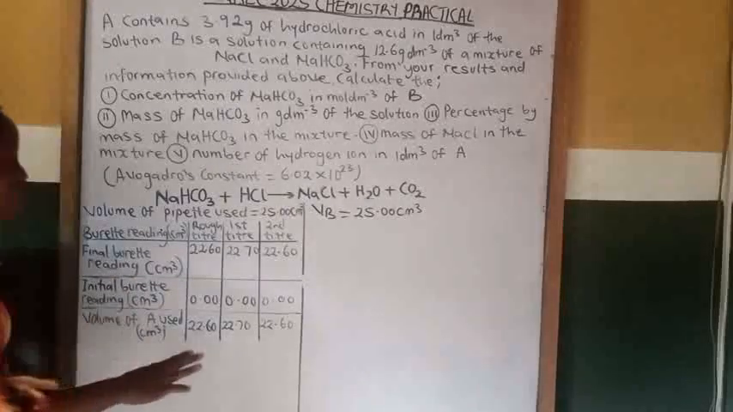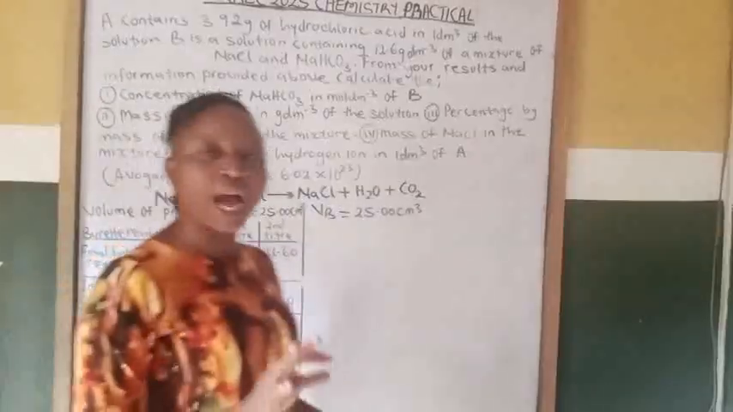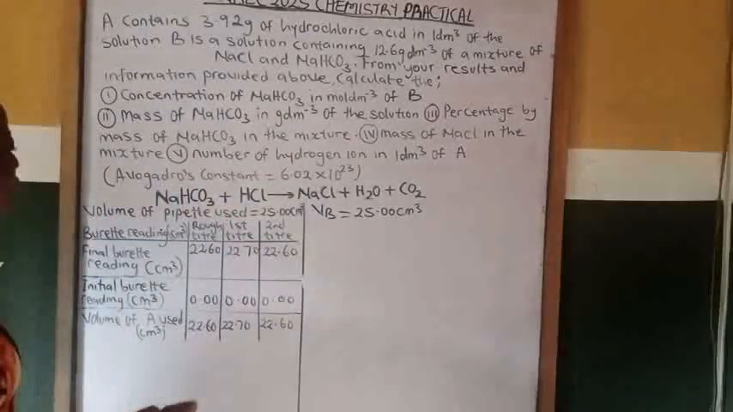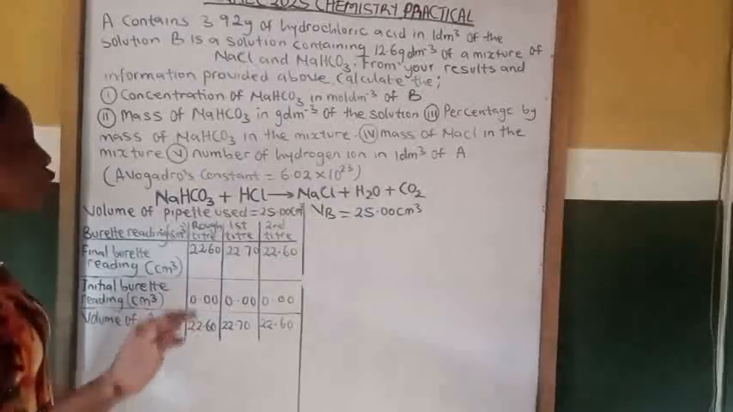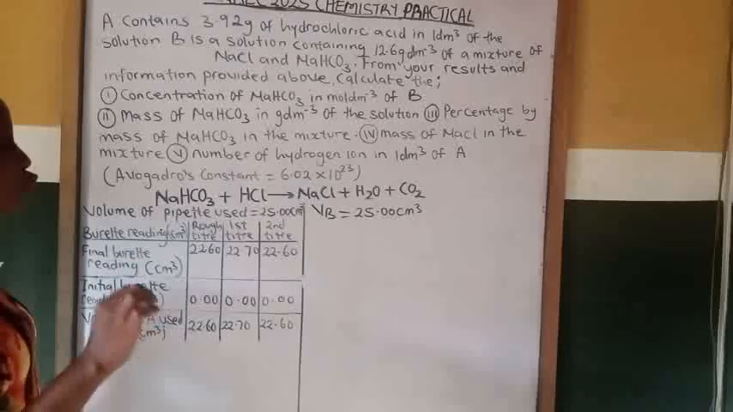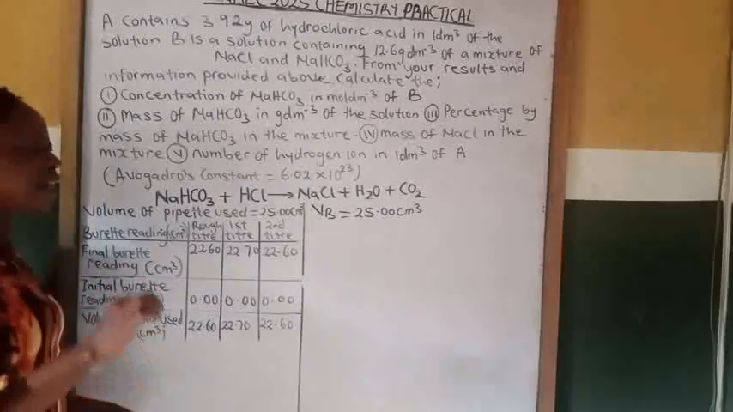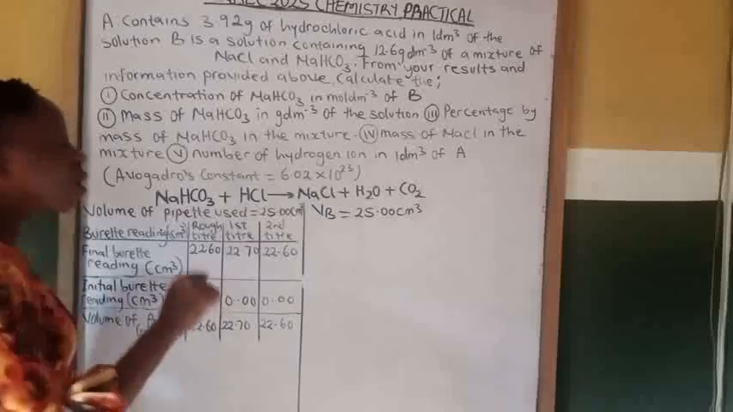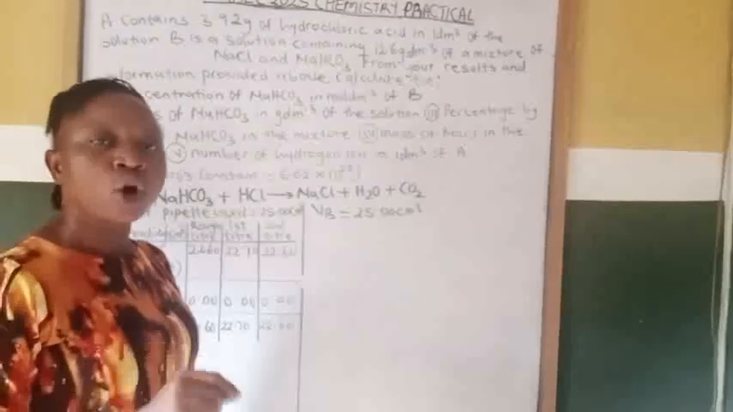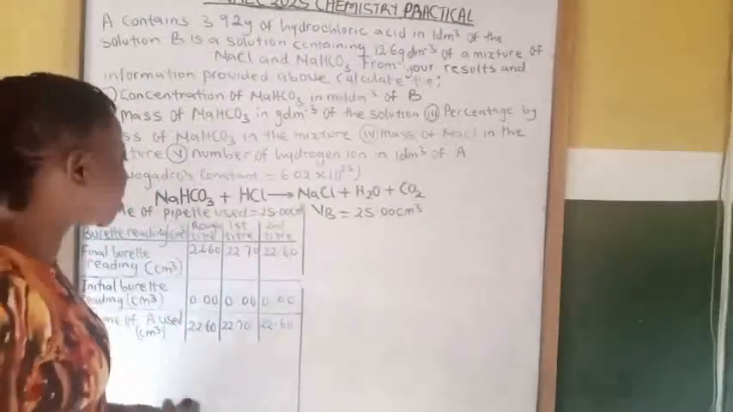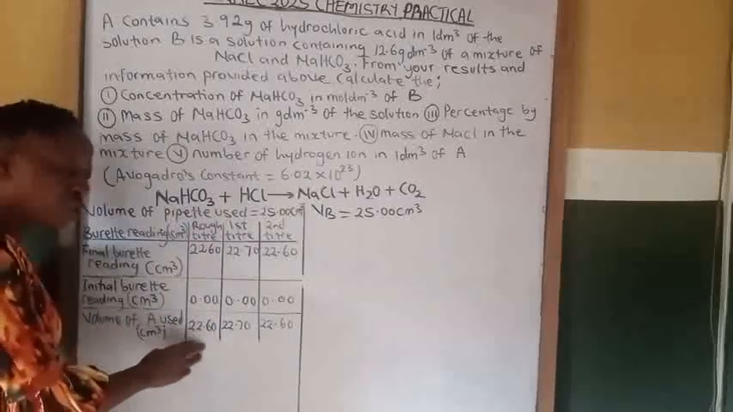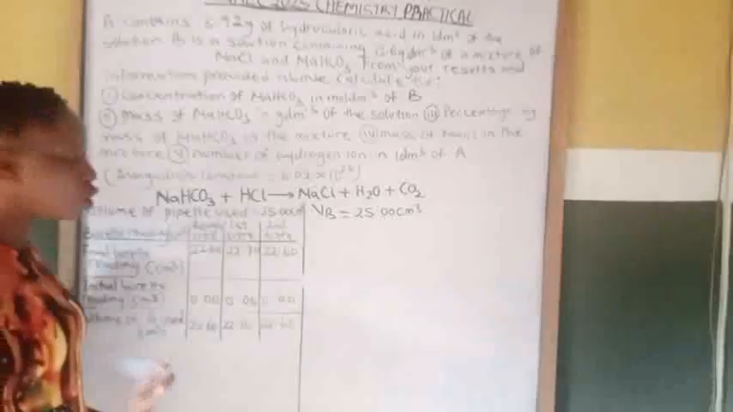So after your table, the next step to take is to calculate the average volume of acid used. You calculate the average volume of acid used by using two concordant titre values. Then I explained in my past video that your concordant titre values must not exceed 0.1. So we don't always use the rough titre in calculation. Your rough titre should not be included in your calculation.